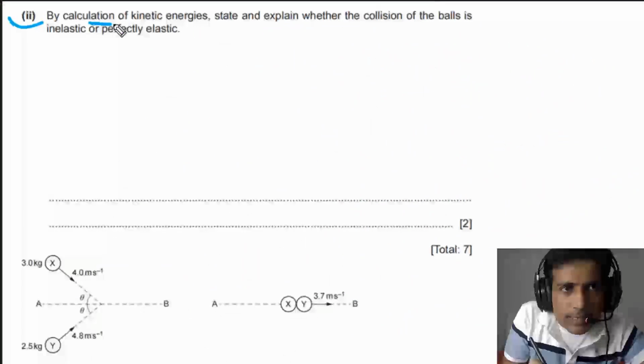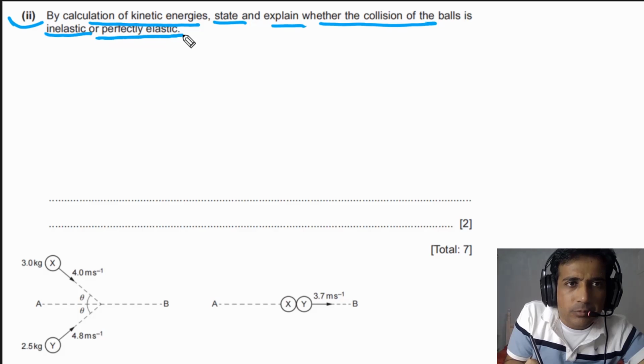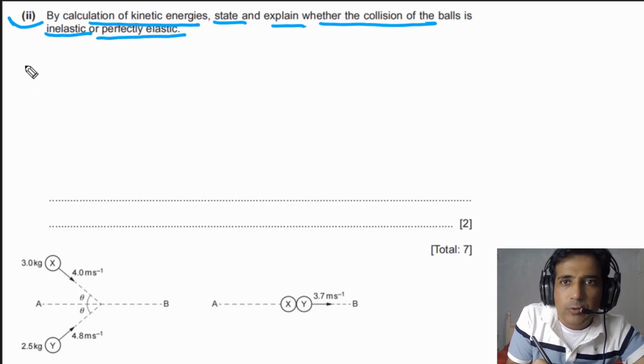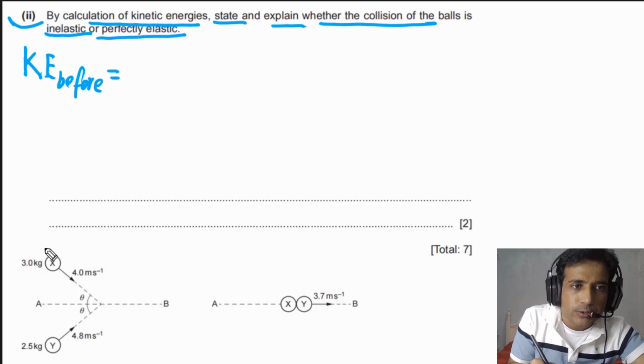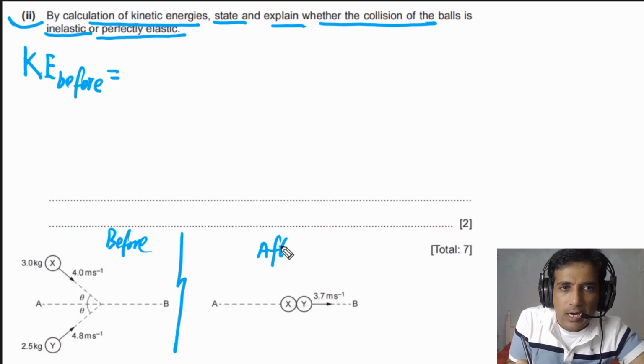For the second part, by calculations of kinetic energies, we need to state and explain whether the collision of the balls is inelastic or perfectly elastic. So first we need to calculate kinetic energies, following the given instructions. First, let's calculate the initial kinetic energy, or simply kinetic energy before collision. You can draw this line here: this is what is happening before, and this is what is happening after collision.